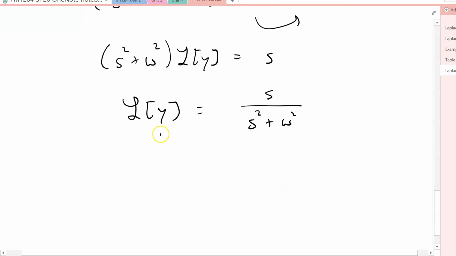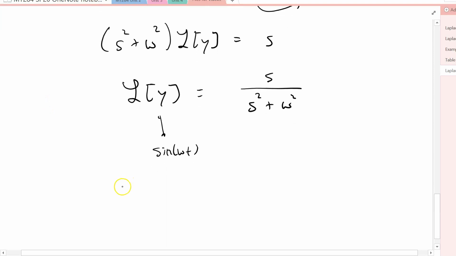Now keeping in mind again, what was y of t? It was sine of omega t, and that solves the differential equation. The process we just went through is the same process we're going to use for solving initial value problems, but in those we're going to be inverting. Here we actually know what y is, so we can just substitute it in, and it's going to give us an important fact. So the Laplace transform of sine of omega t is equal to s over s squared plus omega squared.